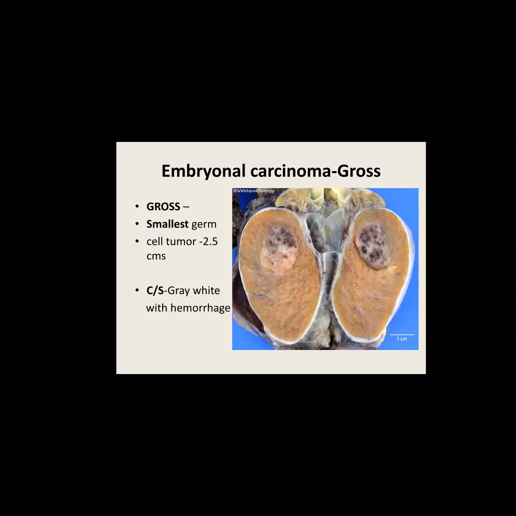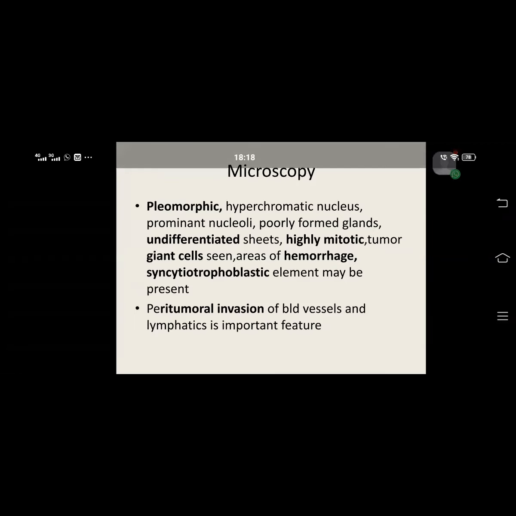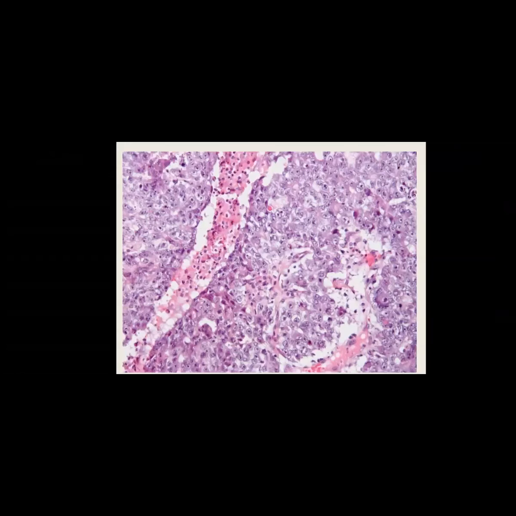I told you it is the smallest germ cell tumor, and usually it is about 2.5 centimeters, and on cut section it will be gray white with areas of hemorrhage. Surrounding this tumor, you can see the normal testicular parenchyma. What do you find on microscope? You can find cells like this.